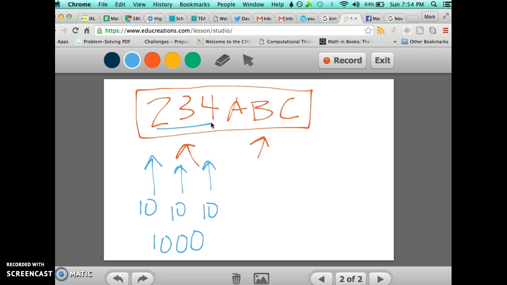And then how many possibilities here? Well, you have 26, 26, and 26. So 26 cubed times 1,000 is your answer, and it turns out to be over 17 million possibilities. So there's the fundamental counting principle.